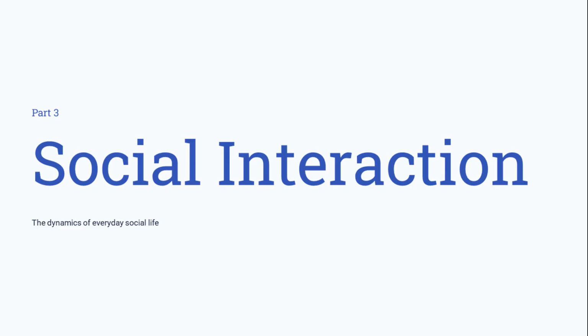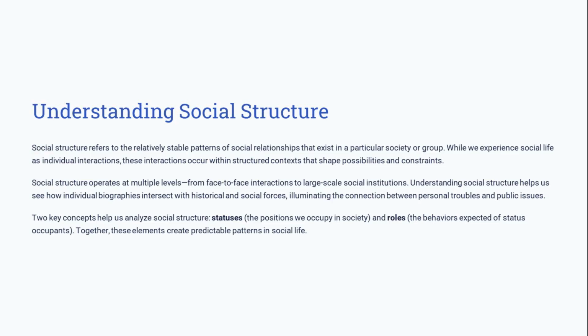Social interaction is the foundation of everyday life, encompassing the dynamics of how we engage with others. Understanding social interaction helps us navigate the complexities of social life, revealing the patterns and structures that shape our experiences and relationships. Social structure refers to the stable patterns of social relationships within a society or group. These structures shape our interactions and experiences, influencing how we perceive and respond to social situations.